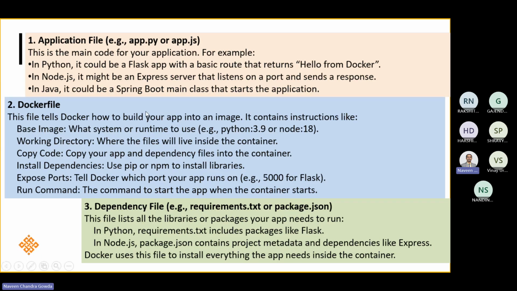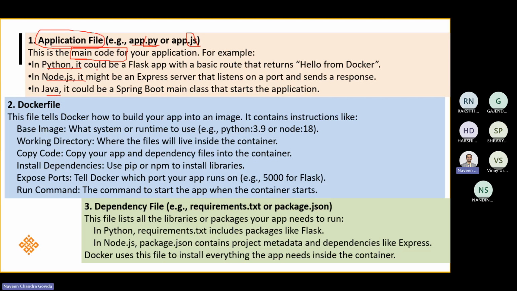Now, what is meant by an application file? Whenever you call it an application file, it will have the main code for your respective application, whatever application you are trying to create as a service. That main code you will put into this application file, like app.py. App is just a name, and .py is a Python file. This one is a JSON file, which is JavaScript. For Python, Node.js, and Java, you may have different kinds of extensions. Those are what you call application files.